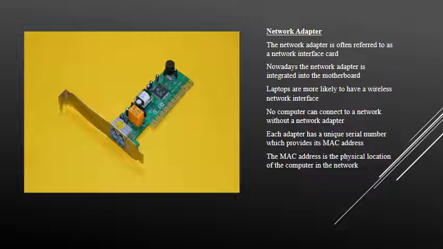Network adapter. The network adapter is often referred to as a network interface card. Nowadays, the network adapter is integrated into the motherboard. Laptops are more likely to have a wireless network interface. No computer can connect to a network without a network adapter. Each adapter has a unique serial number, which provides its MAC address. The MAC address is the physical location of the computer in the network.